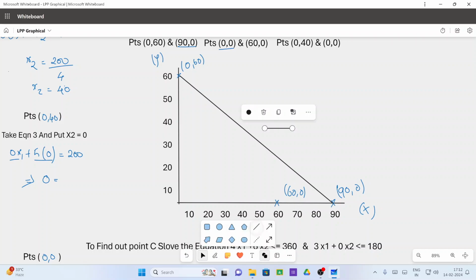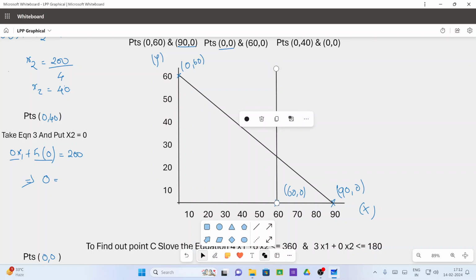Here the first point is 0, 0. So from there we cannot draw a line. Now the line will be like this. From 60, 0 we have to draw a vertical line. So this is going to be the line for equation number 2.